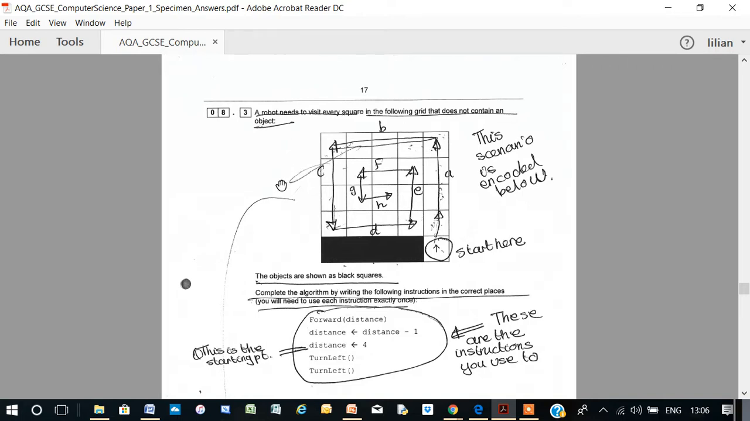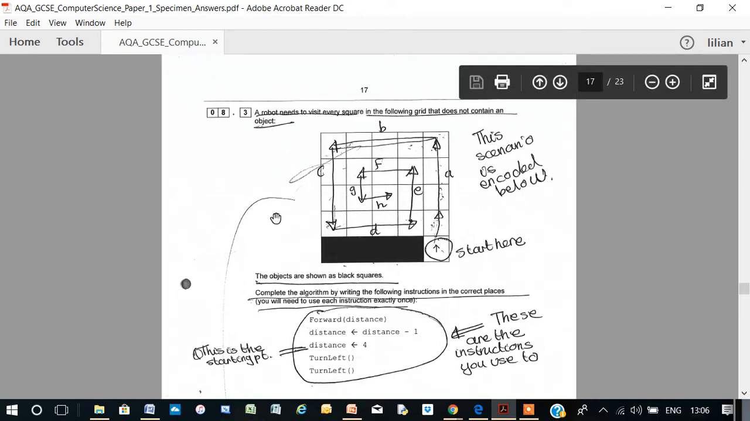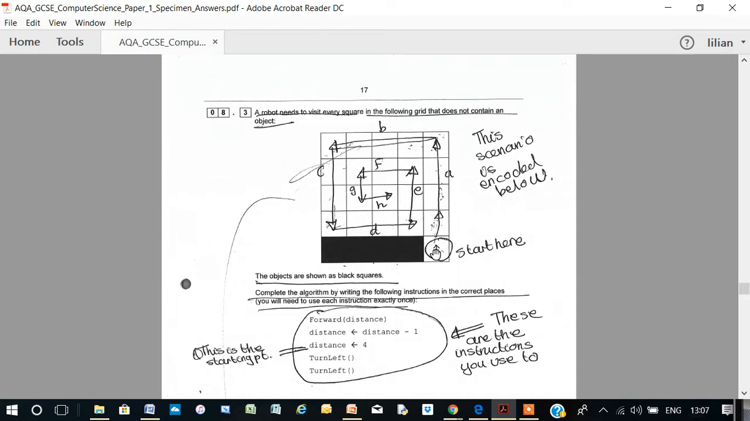So let's look at this question. We have a grid and the robot, which is denoted by the up arrow, needs to visit every square in the grid which does not contain an object. The objects are shown as black squares.